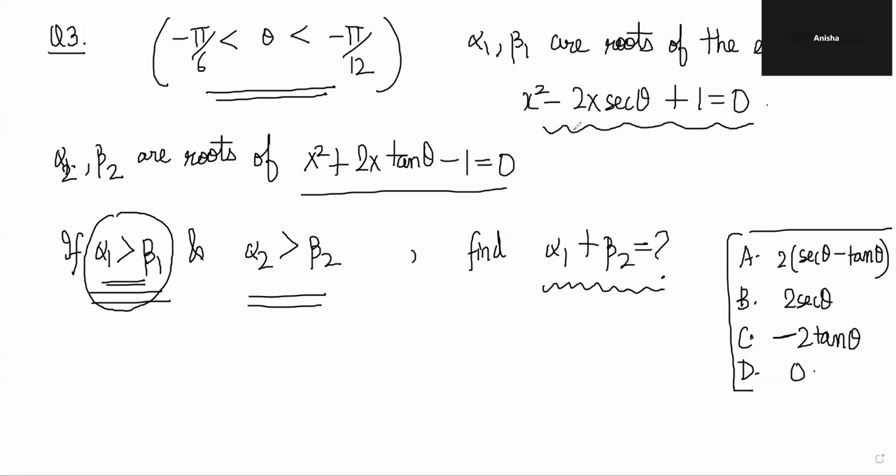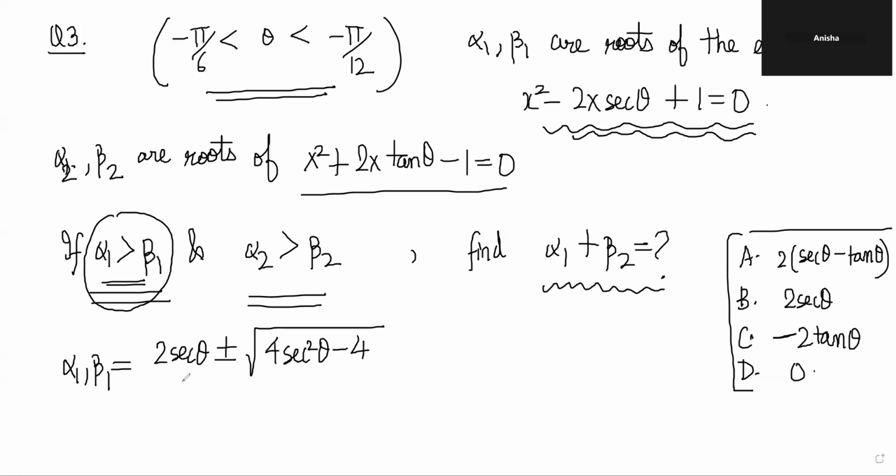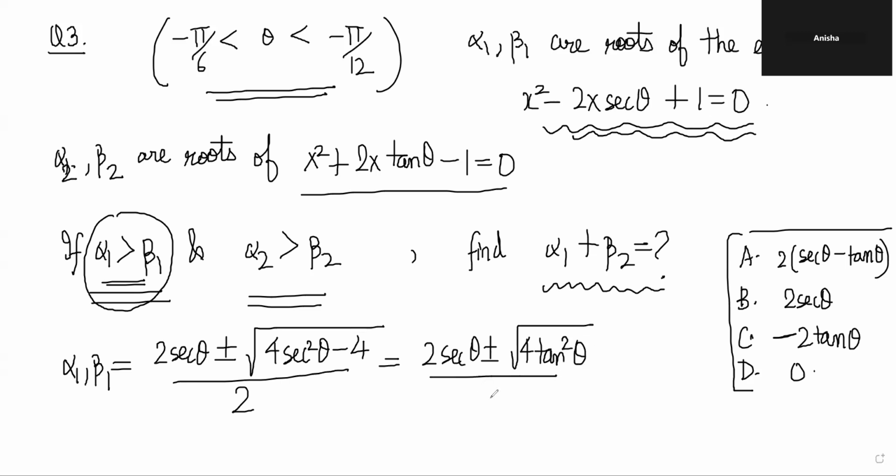So if you use the formula here, what will happen? Alpha 1 comma beta 1 would be what? 2 sec theta plus minus root over 4 sec square theta minus 4, all divided by 2. Now if you think about it, this is going to be 2 sec theta plus minus root over 4 tan square theta, divided by 2. When you take root over square, what should I write here?